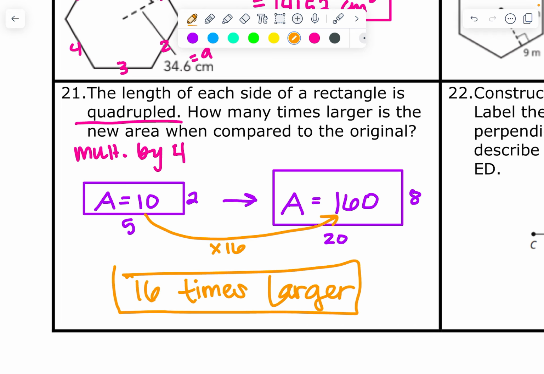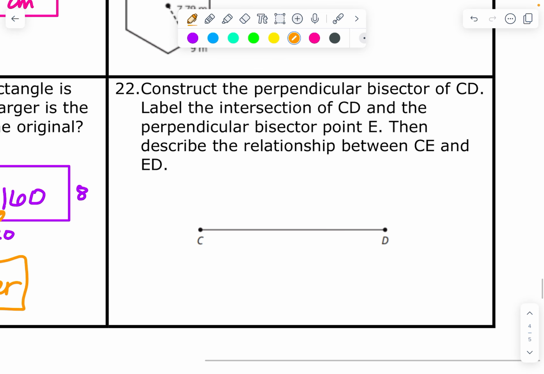All right, go ahead and try number 20. Oh, just kidding. Sorry, 22 is different.